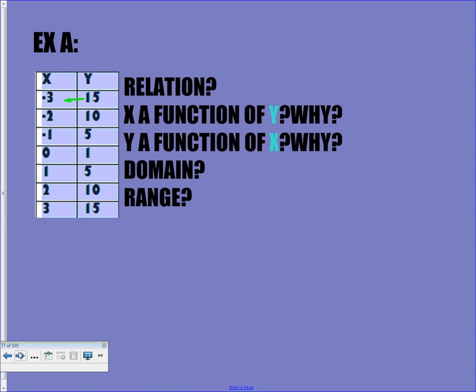So things are going to look like this. Is this a relation? Yep, because it's a set of ordered pairs. So anything that has a set of ordered pairs is a relation, so almost everything. Then the more tricky question: is x a function of y? Now when it asks you that, you need to look at the second variable first. Is it a function of y?